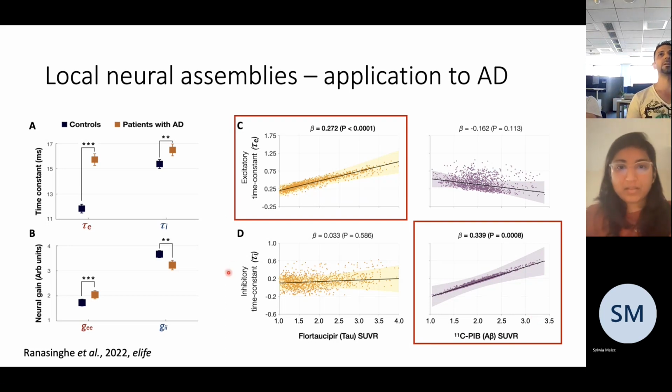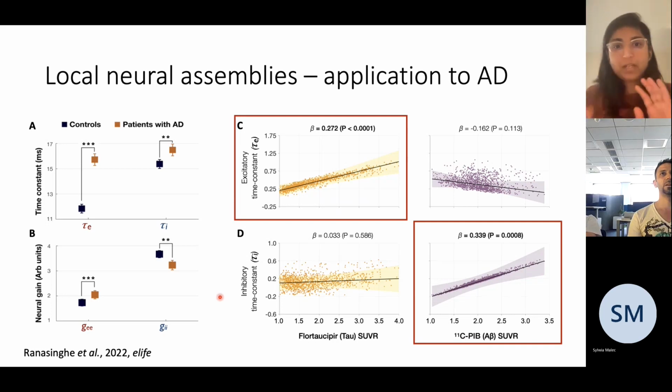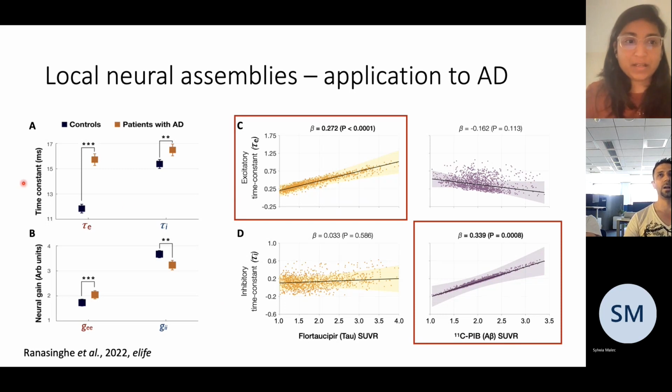We didn't look at voxels, but we parcellated the brain regions using the Desikan-Killiany atlas. And then for every brain parcel, we estimated the model parameters, and the tau and A beta were also parcellated according to the Desikan-Killiany atlas. So for every brain parcel, we tried to find the correlation of the time constant versus the tau and A beta value in that brain parcel.